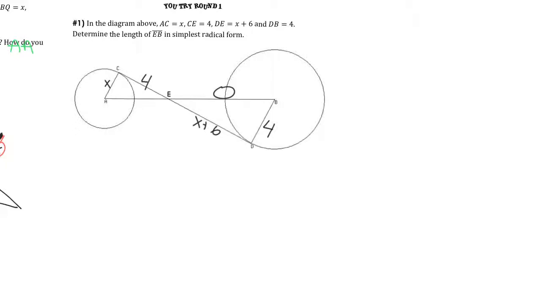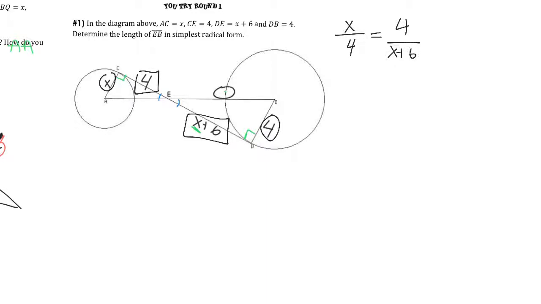So you got to think about what you need to find. First, I have to solve for this X, and then I'll be able to find this missing side. So since they're tangents, I know these are right triangles, and those are vertical angles, so those are two similar triangles. So I can set up my proportion. So X, the radius of the small triangle, over 4, the radius of the big triangle, equals 4, the tangent of the small triangle, over X plus 6, the tangent of the big triangle. Then I just got to cross multiply and solve.